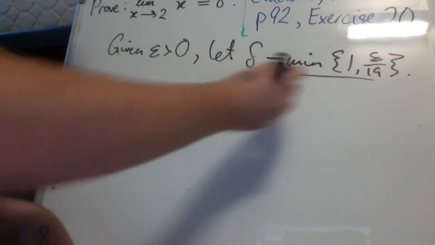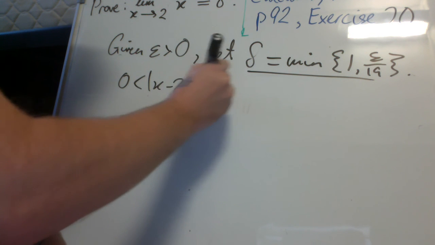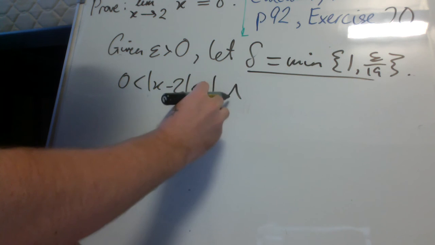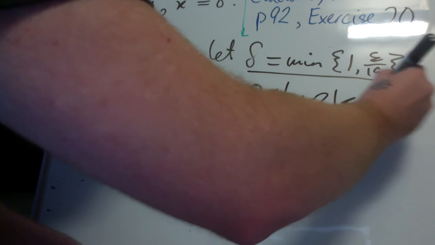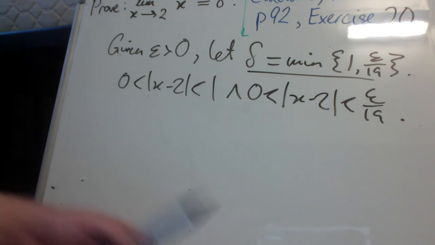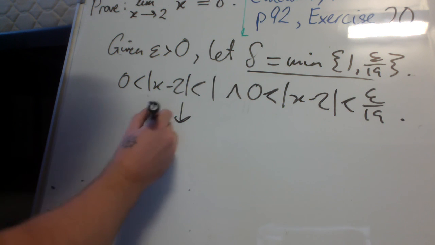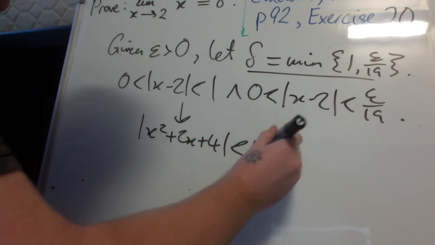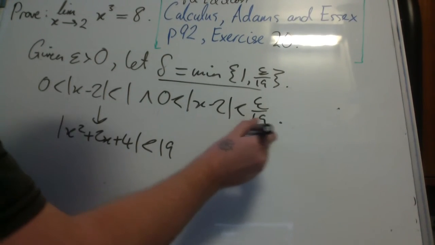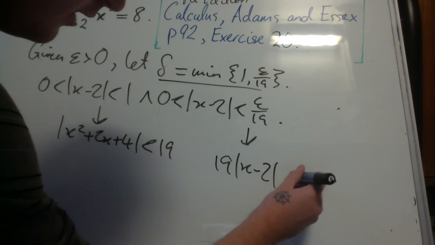So this means that 0 < |x - 2| < 1, and in conjunction 0 < |x - 2| < epsilon on 19. So from here we can derive that the absolute value of x squared plus 2x plus 4 is less than 19, which is important. And from here, we can derive that 19 times |x - 2| is less than epsilon.